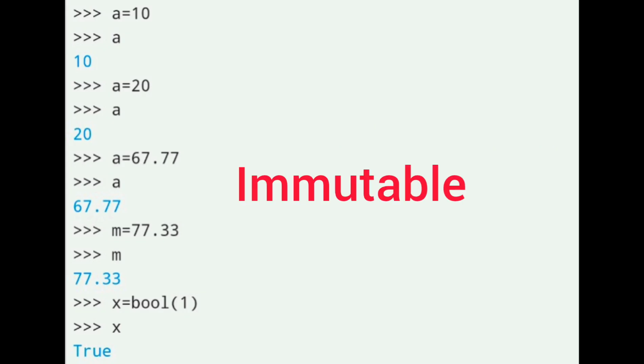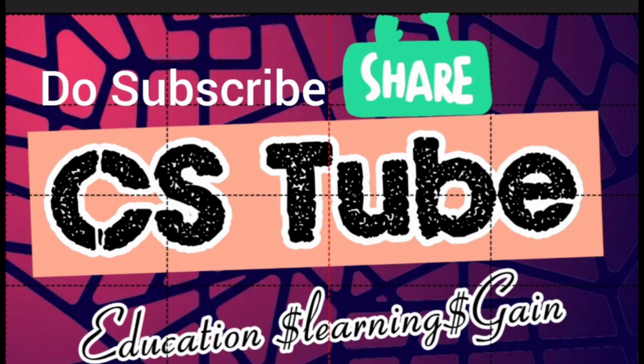Next we have the other data types like integer, float, complex, bool, which are immutable. We can't change the content. A equals 10, A is printed. So A's content can be changed only by recreating the same variable and changing the contents. Hence they are immutable. Even bool is immutable, complex is immutable.